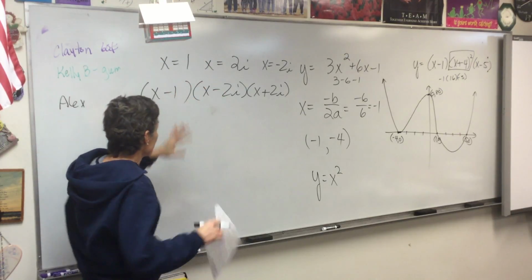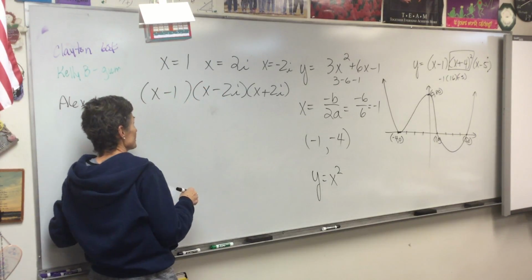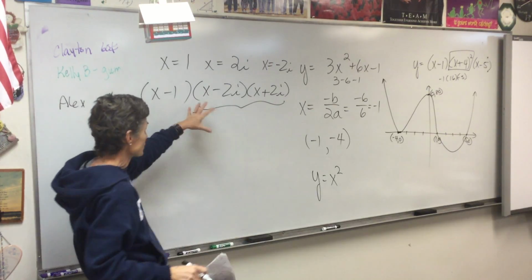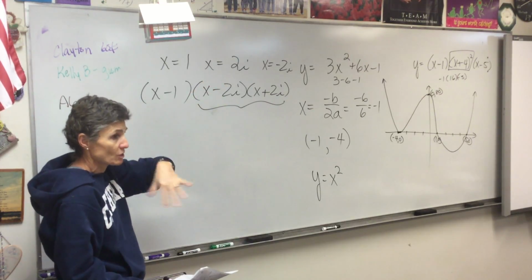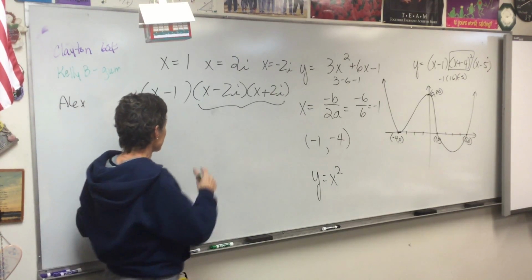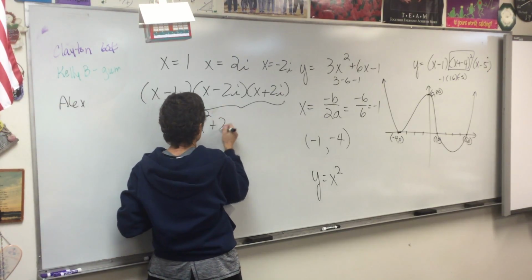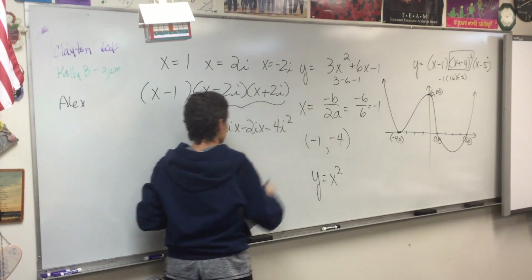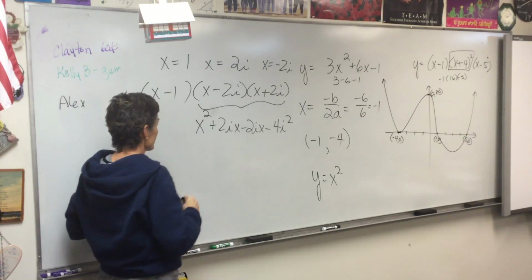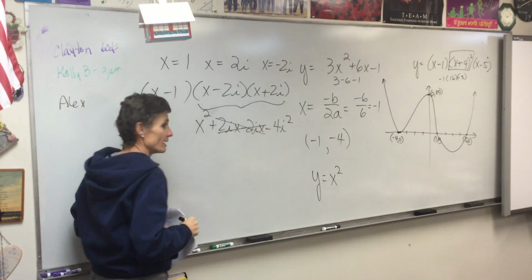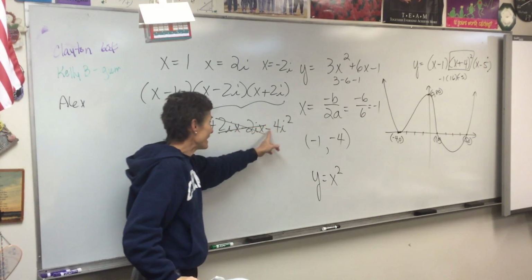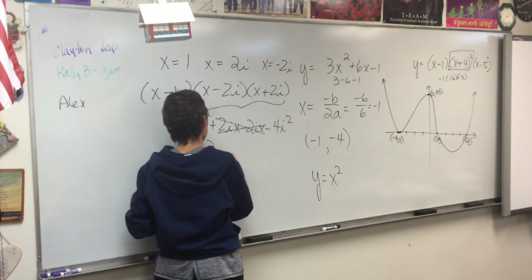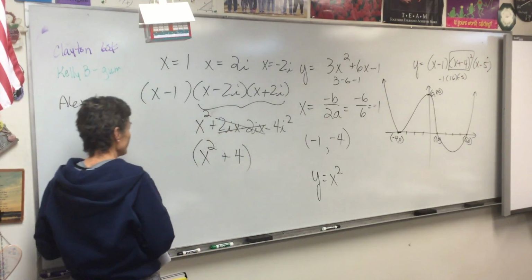Now we've got to FOIL all that together. Multiplication's commutative, associative, makes no difference, but I would definitely start here because since those are conjugates, stuff will cancel out and make your multiplication easier. So x squared plus 2ix minus 2ix minus 4i squared. The 2ix's are going to cancel, right? What's negative 4i squared? Plus 4. So that whole mess is just x squared plus 4.